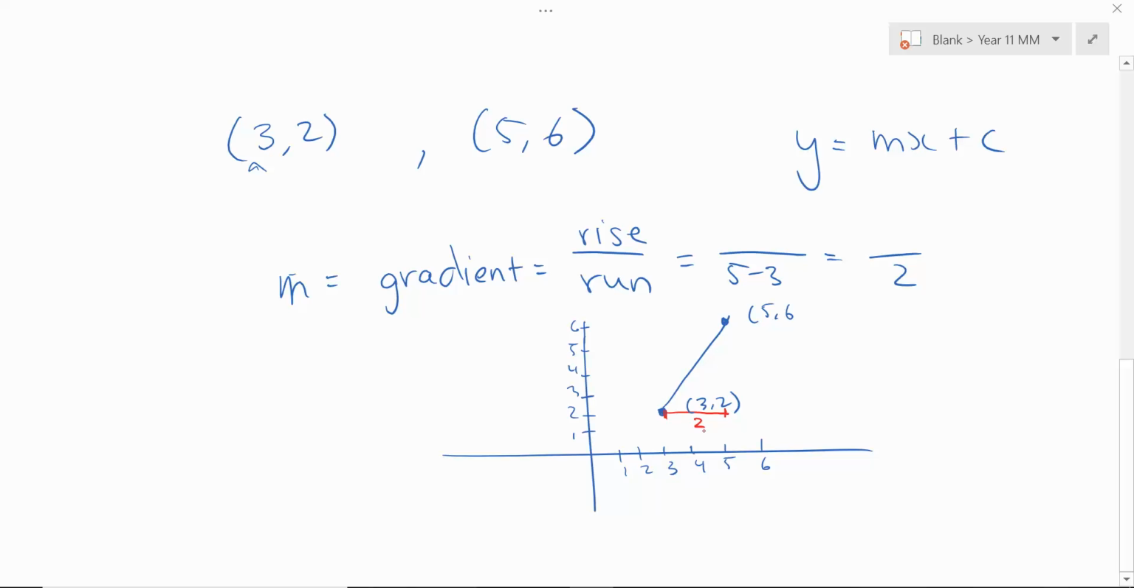But how did you know that? It was 5 horizontally. See 5? This is 5. Right there, that's 5. That's 3. It's just basic subtraction maths here. 5 take away 3 is 2. So now you know the run, the horizontal distance, is 2.